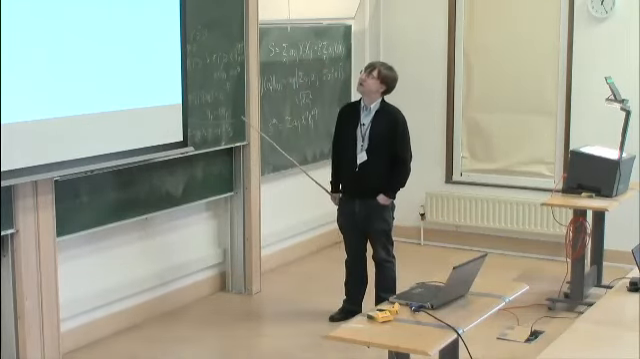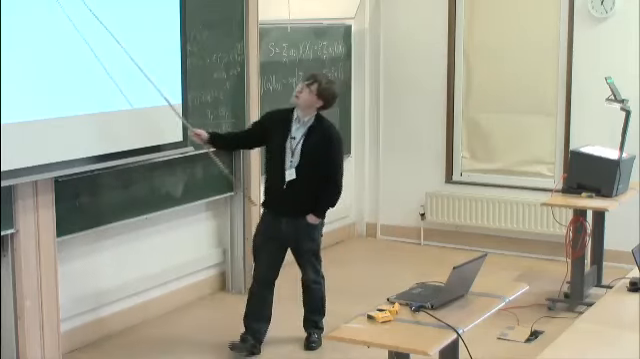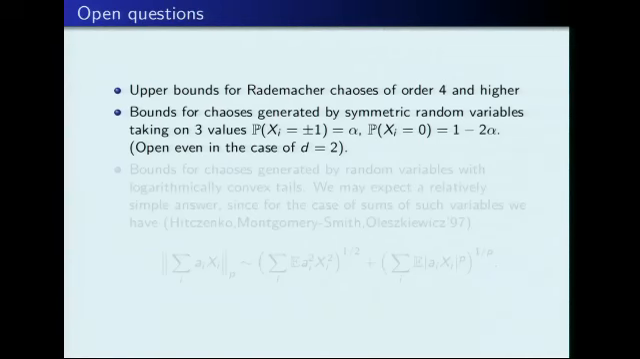Another thing which is also of interest, maybe it is somehow related to the previous talk about influences, is about symmetric random variables taking on 3 values. Rademachers take on 2 values, 1 and -1 with the same probability. Here, in addition to these values, you allow the random variable to take value 0, and it is symmetric. So you take chaoses in these random variables.